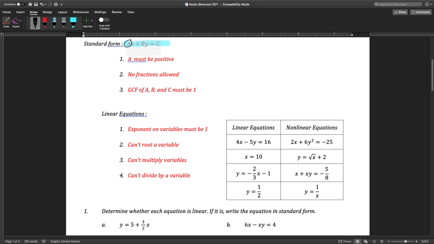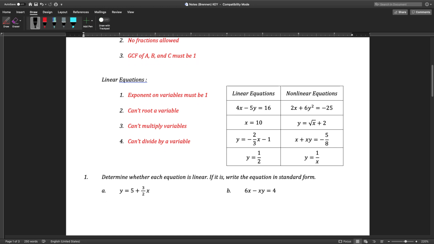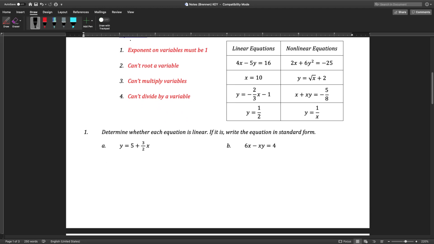When we're trying to determine whether or not we have a linear equation, we have these 4 rules. Our exponents on our variables must be 1. We can't root a variable, which means we can't square root, cube root, or fourth root. You can't multiply variables by each other. And you can't divide by a variable.